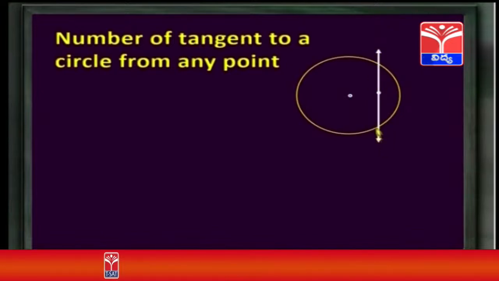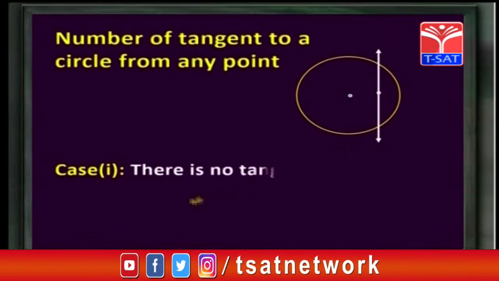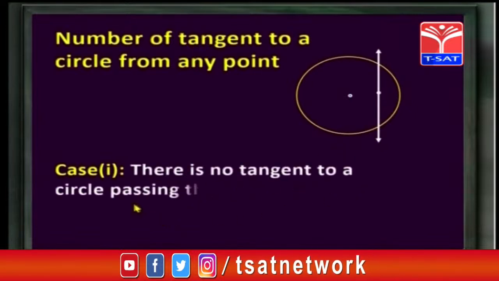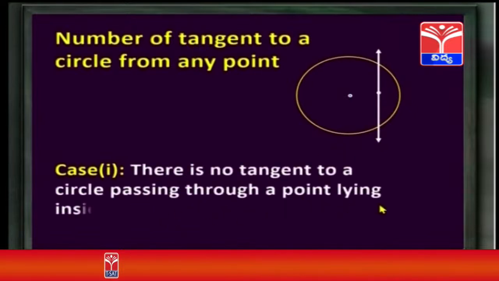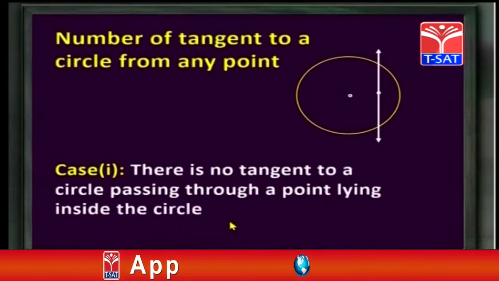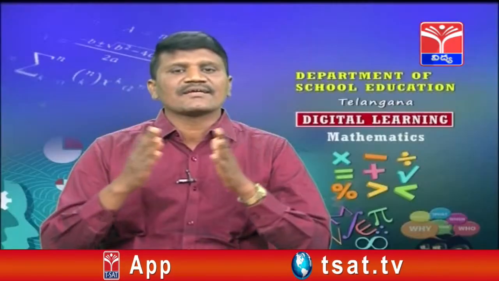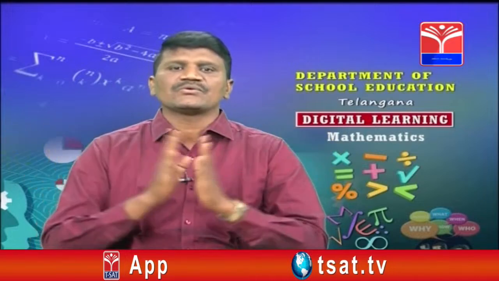So this is not a tangent. What is this, students? This is a secant. So from a point which is inside the circle, we cannot draw any tangent. So I can write like this. In case 1, there is no tangent to a circle passing through a point lying inside the circle. If a point is lying inside the circle, we cannot draw any tangent to a circle.